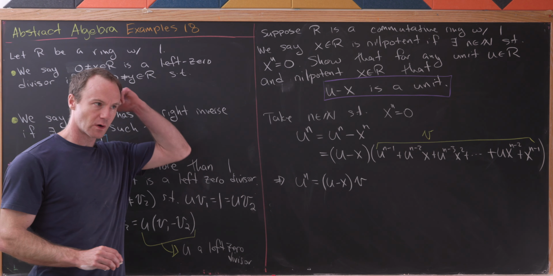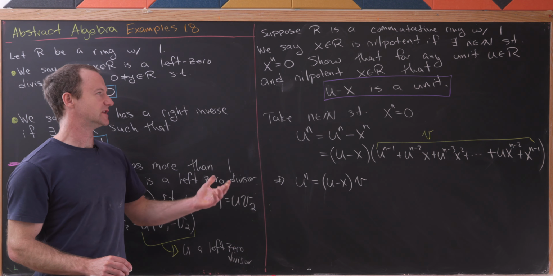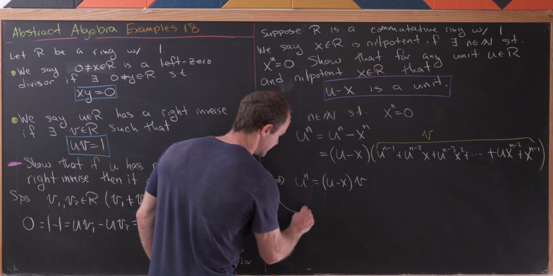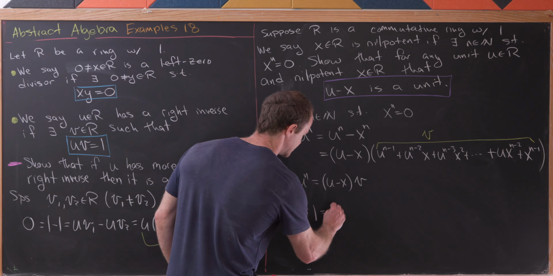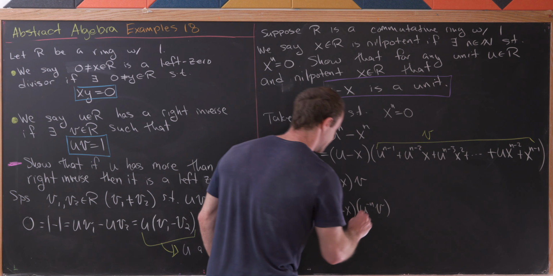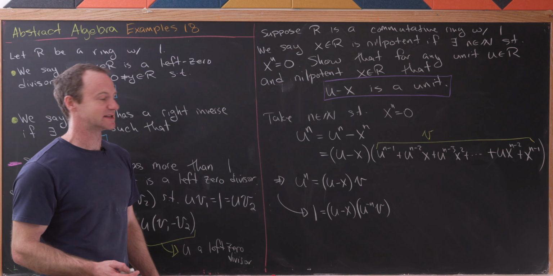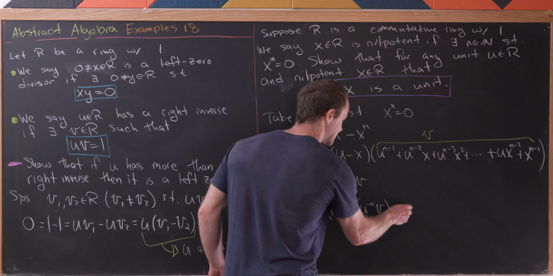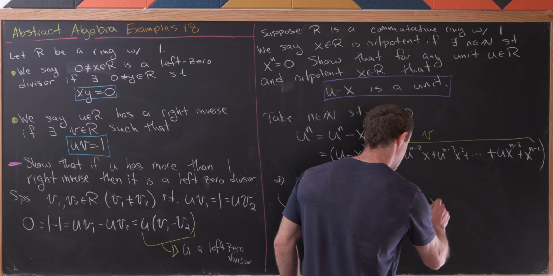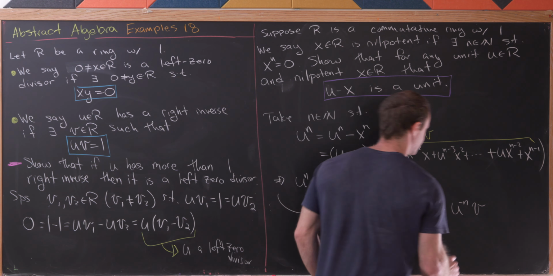But now from here what we'll do is multiply by U to the minus n. We know if U is a unit, then U to the n is a unit. So let's do that. So multiplying by U to the minus n, we get 1 is equal to U minus X times U to the minus n times V. So that relationship right there tells us that U minus X is a unit, and it in fact tells us exactly what the inverse of U minus X is. Notice (U minus X) inverse is equal to U to the minus n times V.